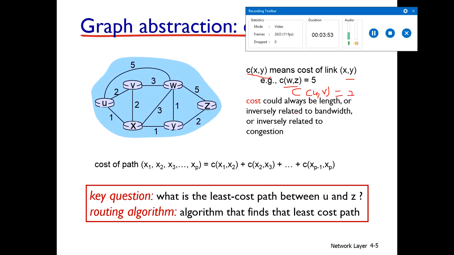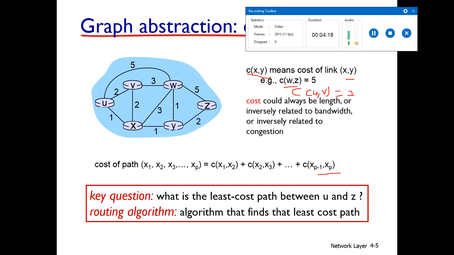Now cost could be the length, or inversely related to the bandwidth, or it can be related to the congestion. The cost of a path through the links x1, x2, x3, up to xp is the sum of the costs from x1 to x2, x2 to x3, x3 to x4, and so on up to x(p-1) to xp.